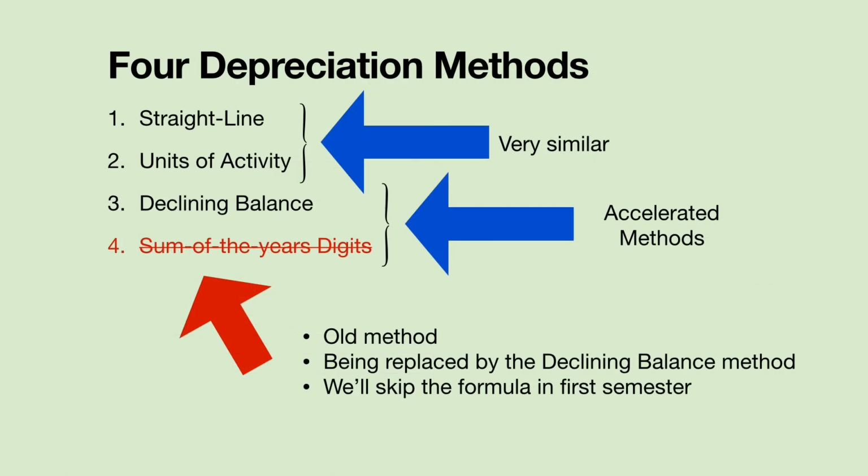Let's look at this slide again. There are 4 depreciation methods. Methods 3 and 4 are accelerated. The sum of the year's digits method we are going to skip. However, you should know that it is an accelerated depreciation method. It is being replaced by the declining balance method. Now, before teaching you the declining balance formula, I want to talk in general about what accelerated depreciation means.